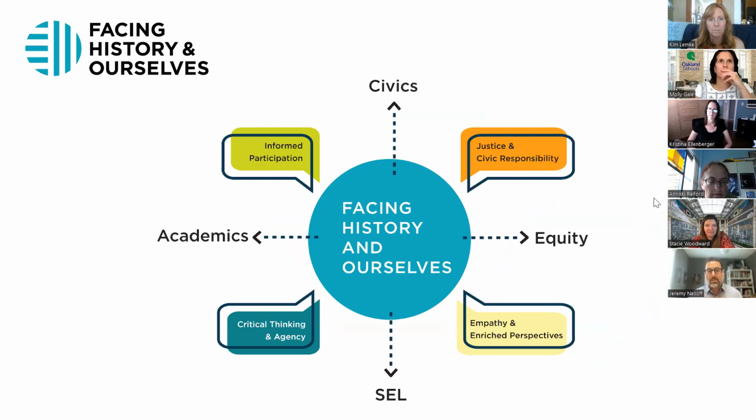Just to say in this image that for Facing History, we are an academic program in social studies and English language arts, and we integrate the domains of civics, equity, and social emotional learning. So for us, it's not a pullout or something that only happens in advisory or in a civics education class or a whole school assembly. We integrate these into our programs because we believe that's how we can have the most success touching on those corners of the triangle.